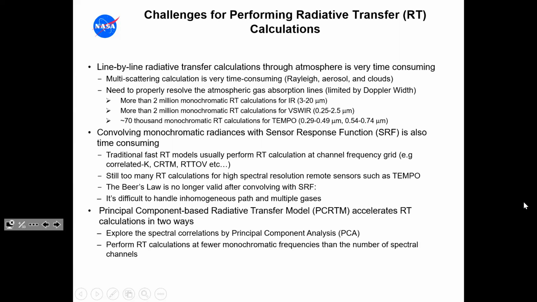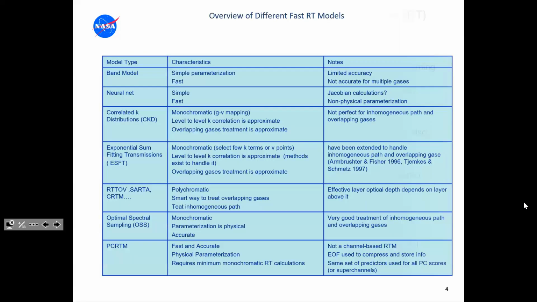Plus, to parameterize those channel-based radiative transfer models, there are a lot of assumptions made which may not be accurate. So anyway, to deal with hyperspectral remote sensing applications at NASA Langley, we developed the principal component-based radiative transfer model, which will satisfy the requirement of speed and accuracy. I will show you later on. So basically, if you read the radiative transfer model books, you can see there are different approaches, like the band model, which is a very old one, like in Goody's old book.